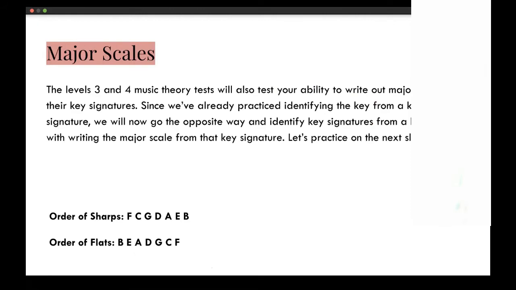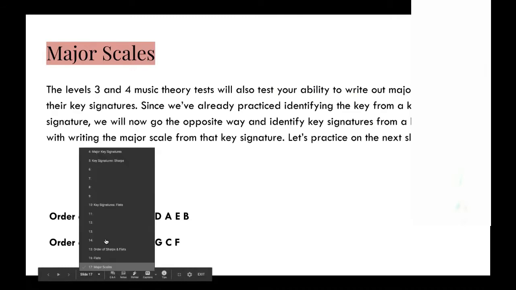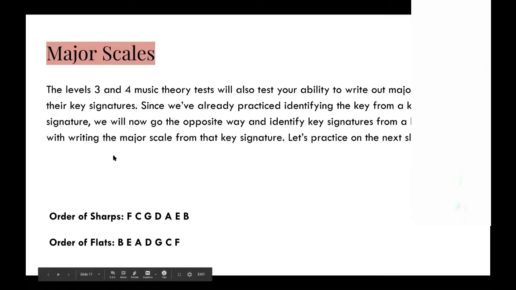Okay, now we're going to go on to major scales. The levels 3 and 4 music theory tests will also test your ability to write out major scales with their key signatures. Since we've already practiced identifying the key from a key signature, we will now go the exact opposite way and identify key signatures from a key, along with writing the major scale from that key signature. So let's practice on the next slide. On the bottom, it's just for you to look at if you want a bit of a reference.